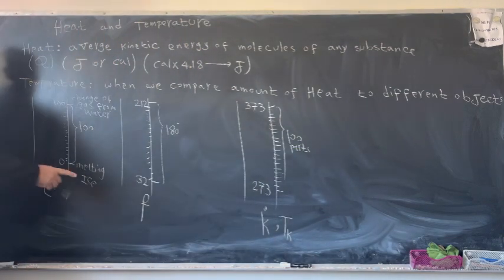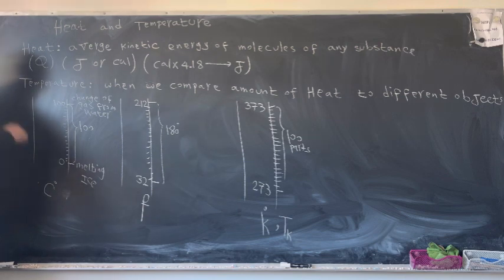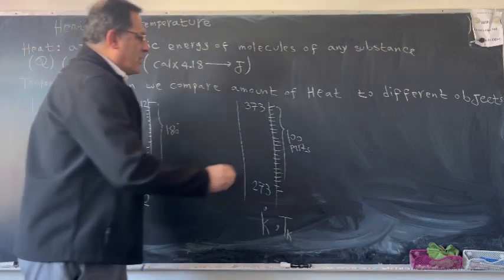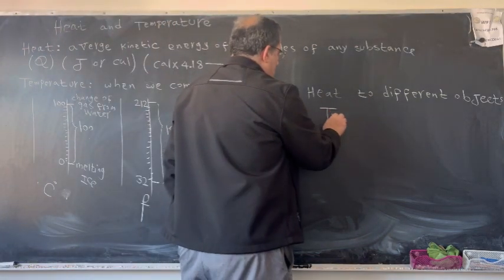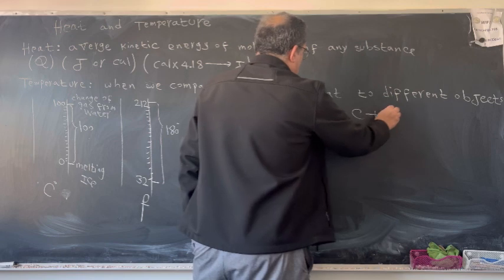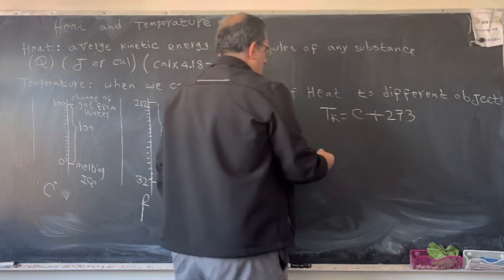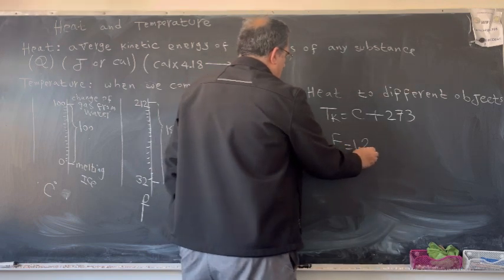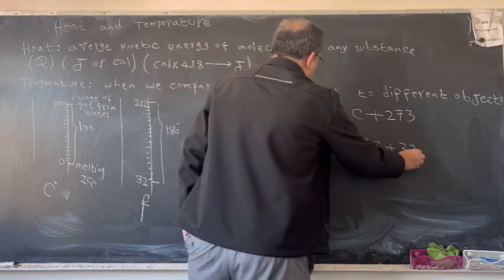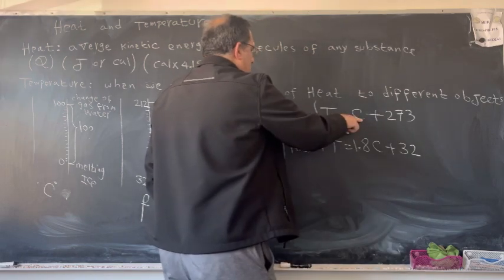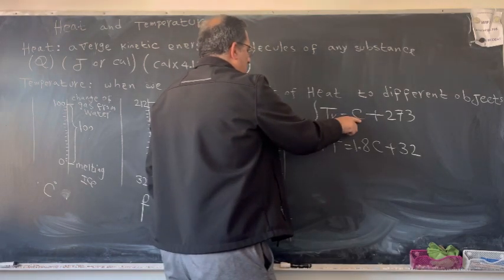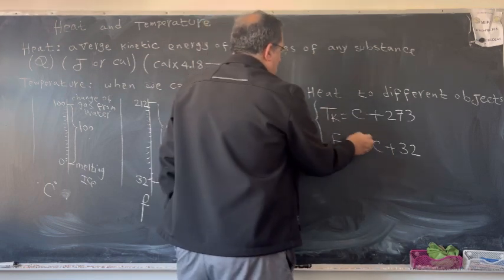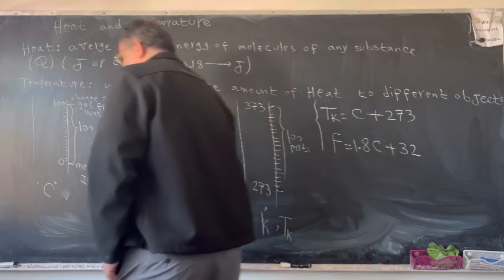So you have 3 scales to measure the temperature: centigrade or Celsius, Fahrenheit and Kelvin. We have two formulas. Temperature in Kelvin is centigrade plus 273, and temperature in Fahrenheit is 1.8 times C plus 32. So if you have a temperature in terms of centigrade or Celsius, you can find the temperature in terms of Kelvin and Fahrenheit.